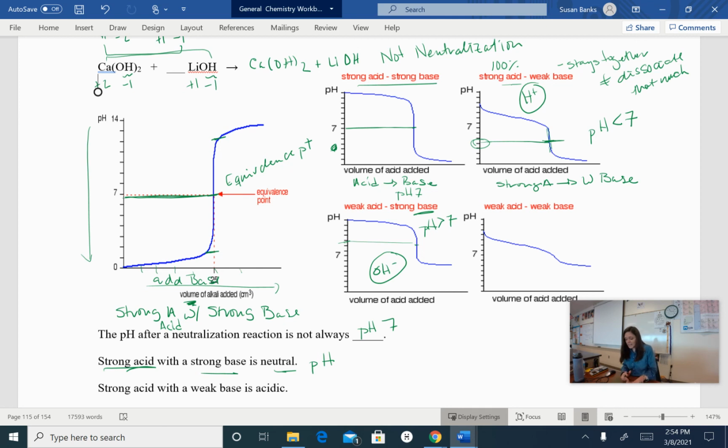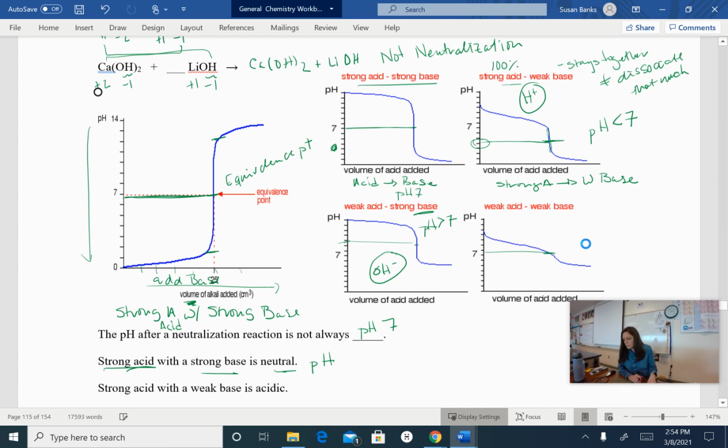If I have a weak acid and a weak base, notice we don't get any really strong inflection point at all. You just have to kind of go what's like in the middle of this curve, which makes it really hard to see, which is about here in terms of height. And we are at about a 7. Okay?